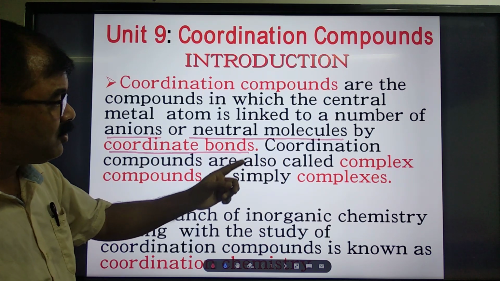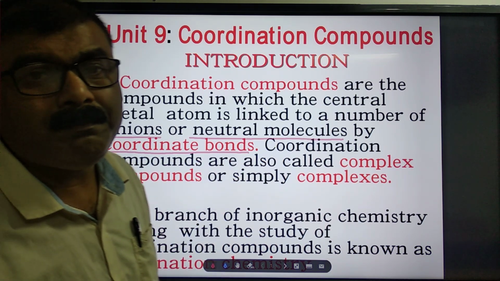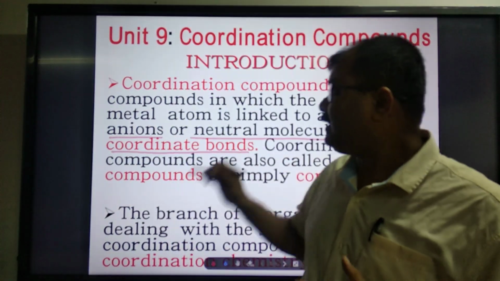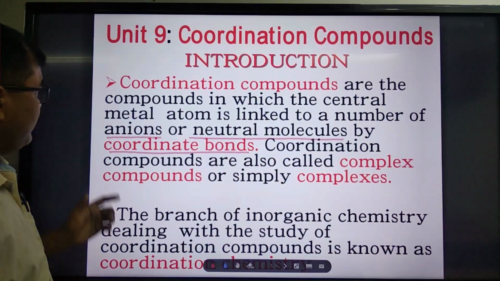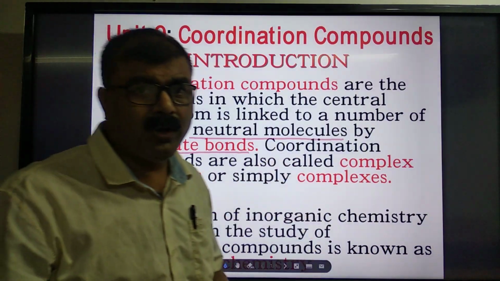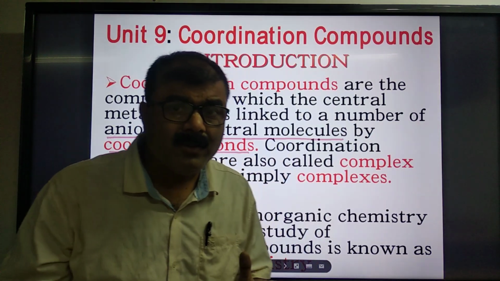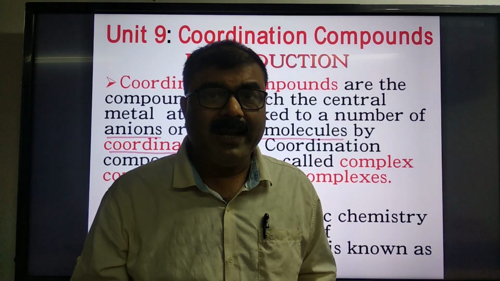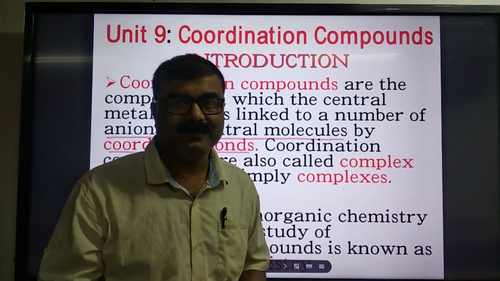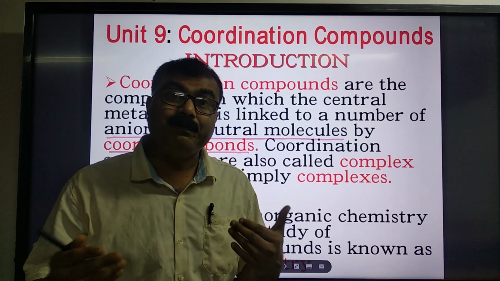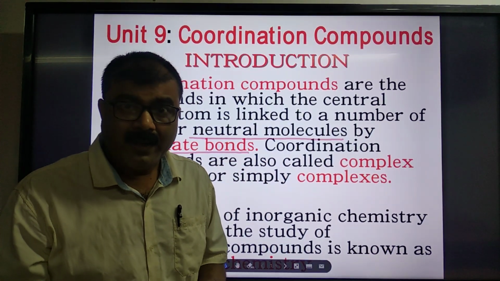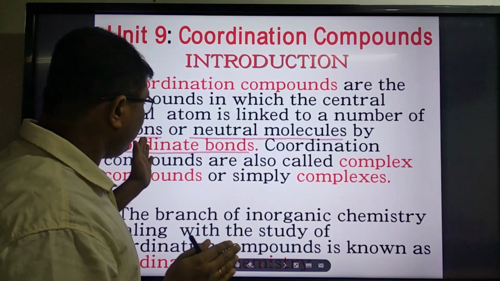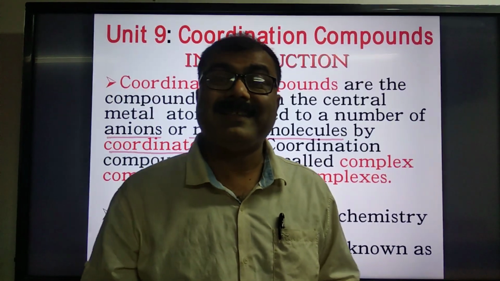Coordination compounds are also called complex compounds or simply complexes. Let us discuss details about it. See, anions or neutral molecules which can donate a pair of electrons are called what? Who can say? These are called Lewis bases. We have learned this in class 11. Now, in coordination chemistry, we will learn these anions or neutral molecules as ligands.